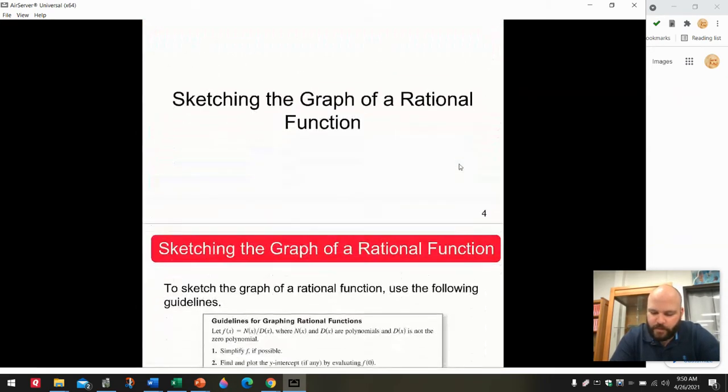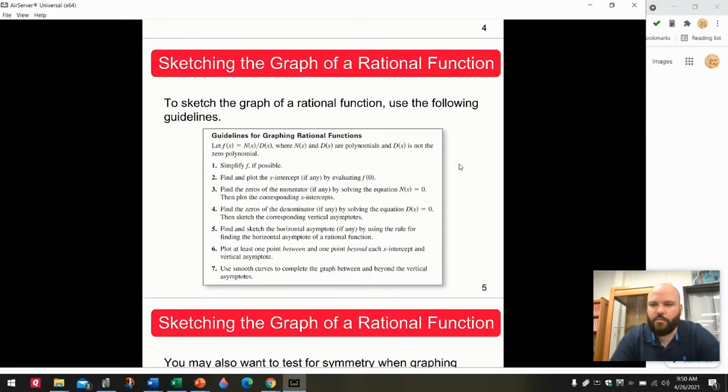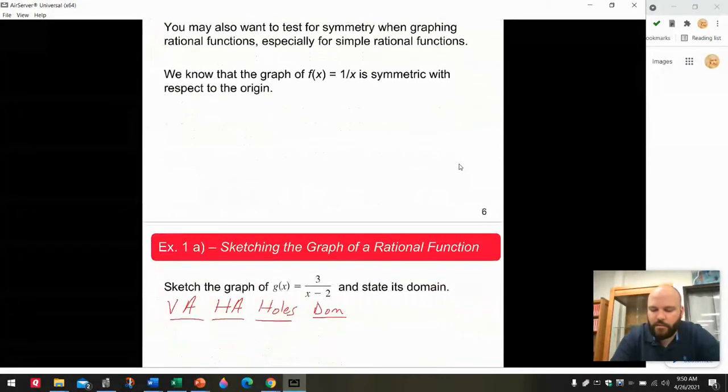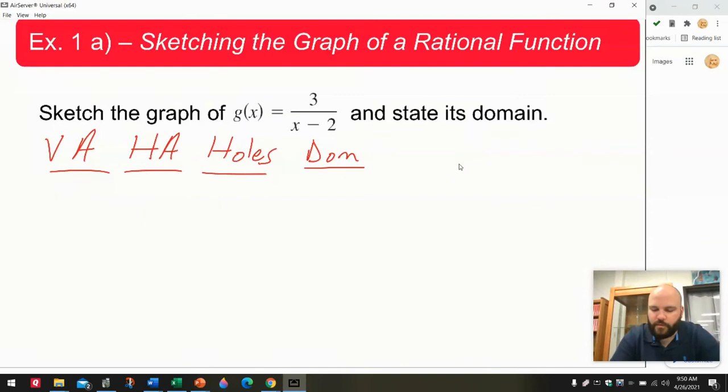So if you look in the first box here, this walks you through the steps to do as you try to graph a rational function. You are welcome to read those, but I am not going to read those to you. I will just demonstrate how we do this. So here's our first example.